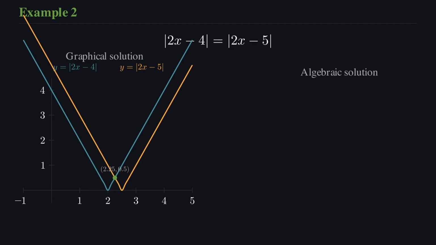Now solve it algebraically. If two absolute values are equal, then one expression can be the negative of the other. We use 2x minus 4 equals negative bracket 2x minus 5 bracket. Now expand the right-hand side. 2x minus 4 equals negative 2x plus 5. Add 2x to both sides. 4x minus 4 equals 5. Add 4. 4x equals 9. Divide by 4. X equals 9 over 4. Once again, the algebraic solution matches the intersection we saw on the graph.